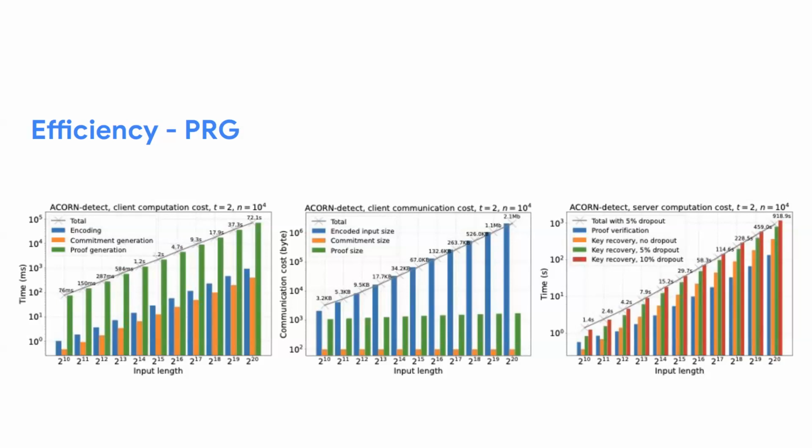Communication also seemed to be reasonable, starting with a couple of kilobytes and going to 2 megabytes for 2^20. I think what you would expect is that when you have larger dropout rates, you see a more significant increase in the computation cost for key recovery, which is basically how you handle the dropouts. This is a property of the PRG, which is kind of bad, that it scales with the length of the input. So the longer your input, the more significantly this cost for key recovery increases.